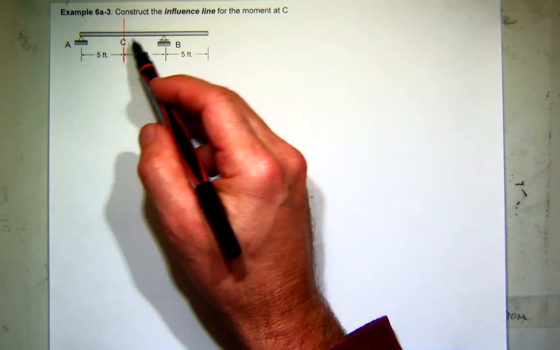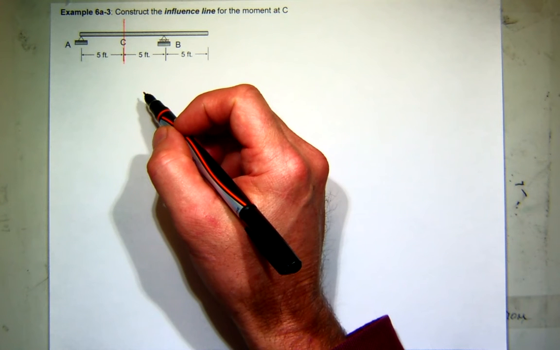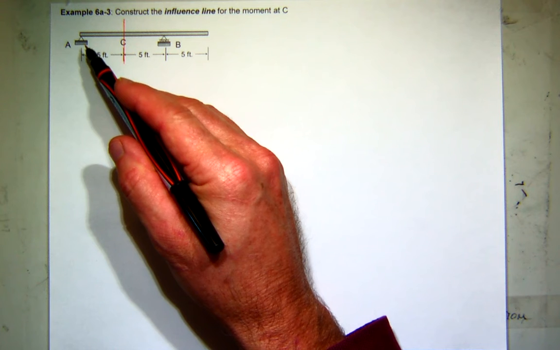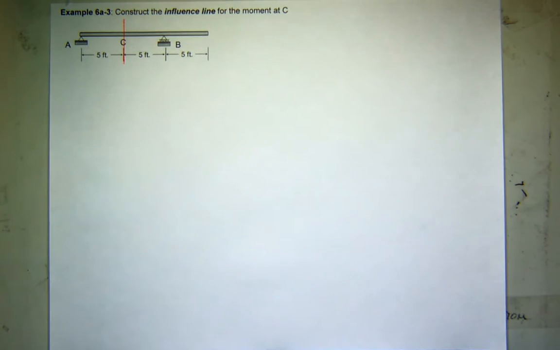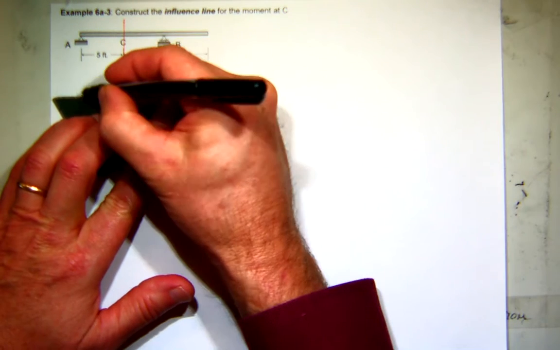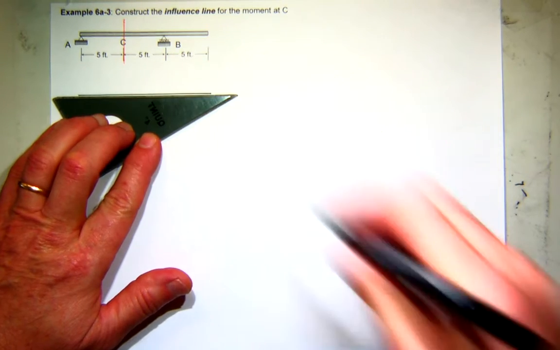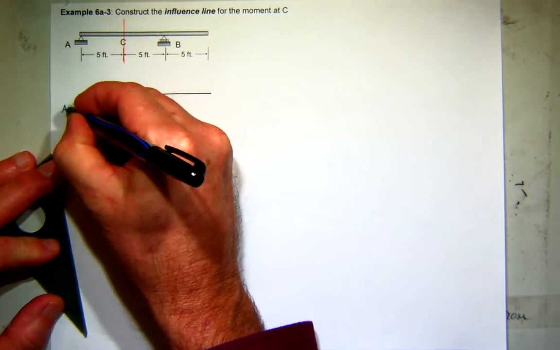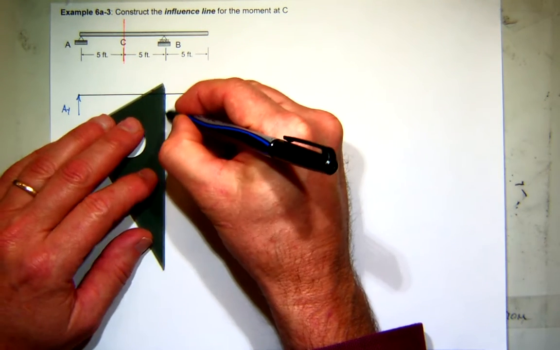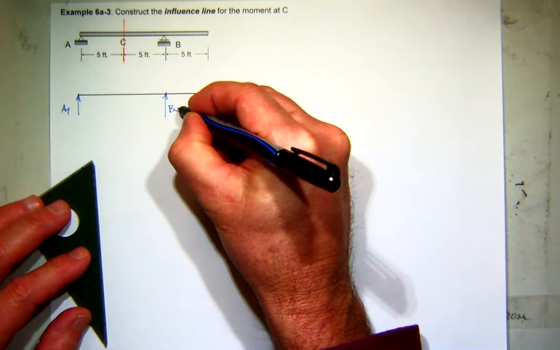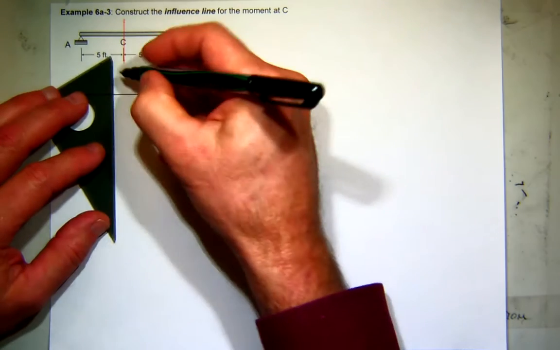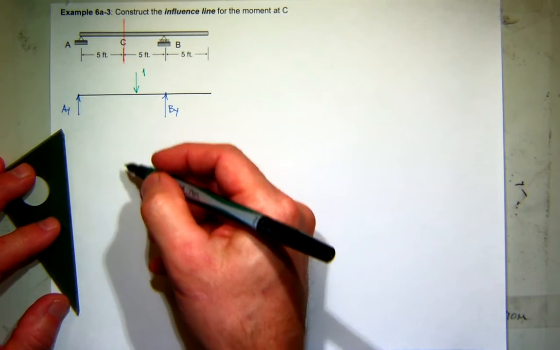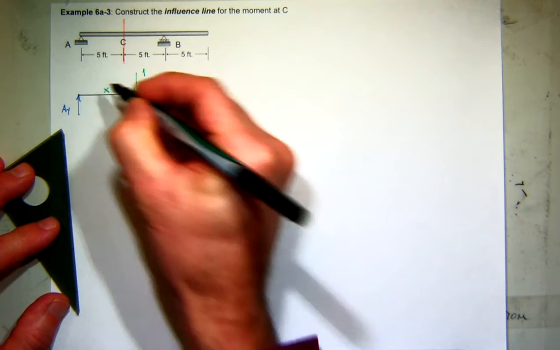Do you want to work the left side or the right side? Left. Good call. So when I do that, I'm going to need what? The reaction at A. So let's do that first. I'll draw a free body diagram for the structure, and I will assume that I have AY acting up and BY acting up. And then somewhere on this structure is my moving load with a distance of X from the left side.